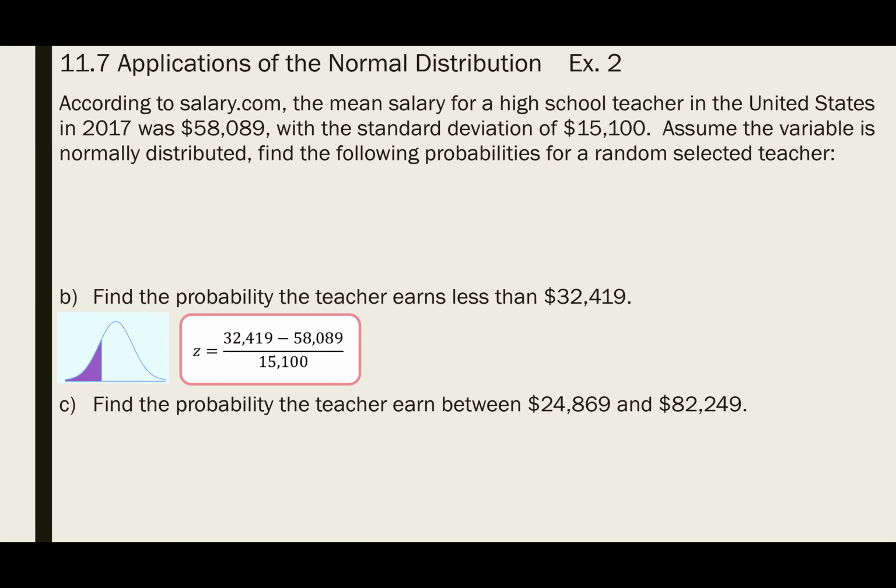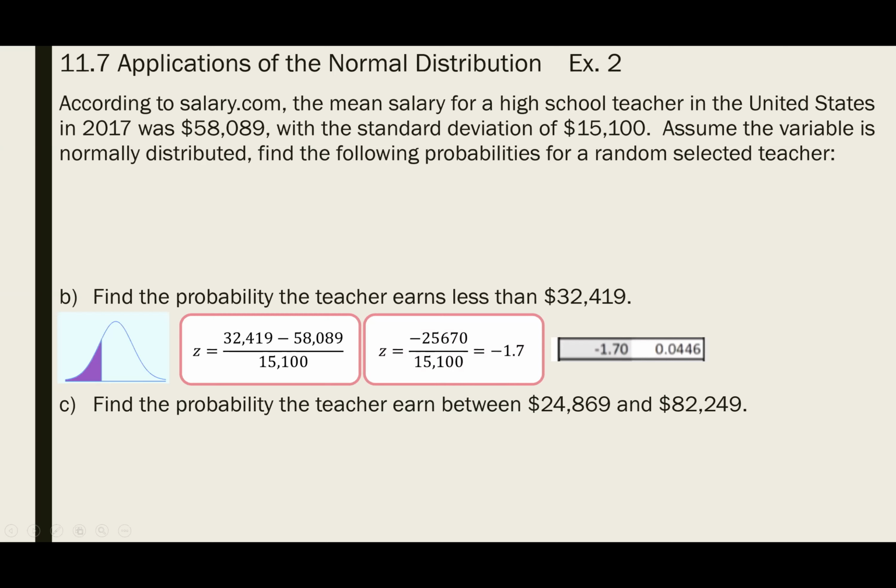We need to take 32,419, subtract the mean, which is 5889, divide by the standard deviation, which is 15,100. If you do this, you should expect a negative number, right? You subtract and have a negative 25,670, divide by 15,100, and you get negative 1.7. We are not done, because this is not your probability; your probability is between 0 and 1. We look at our table, and for negative 1.7 the area is 0.0446.